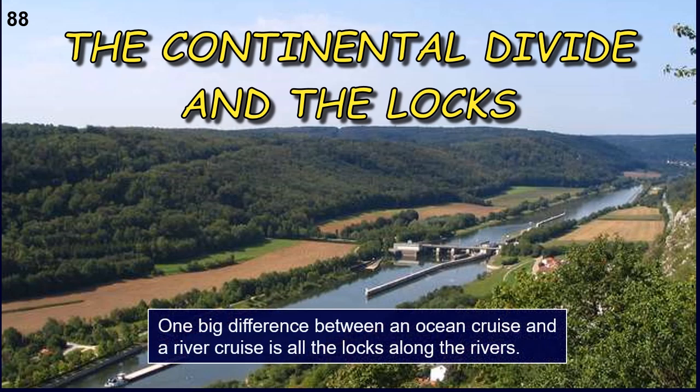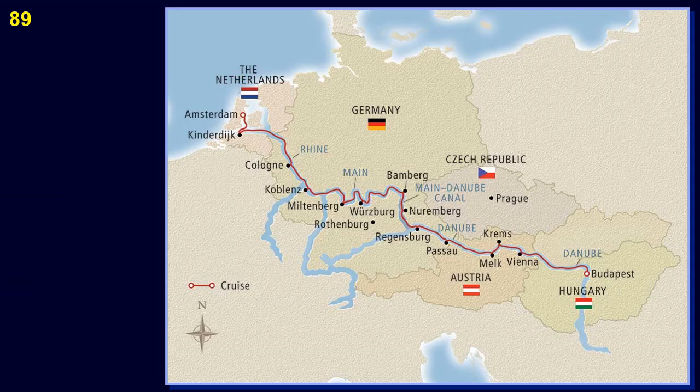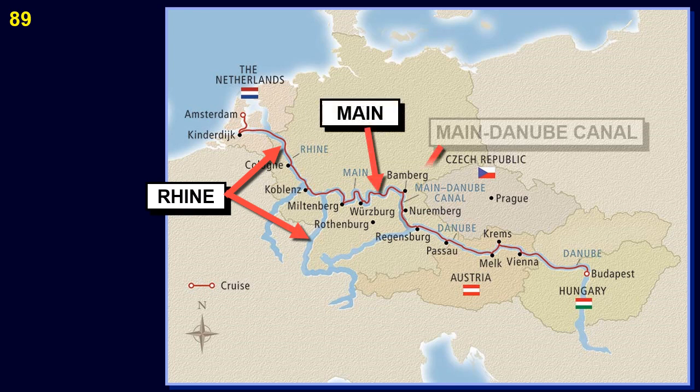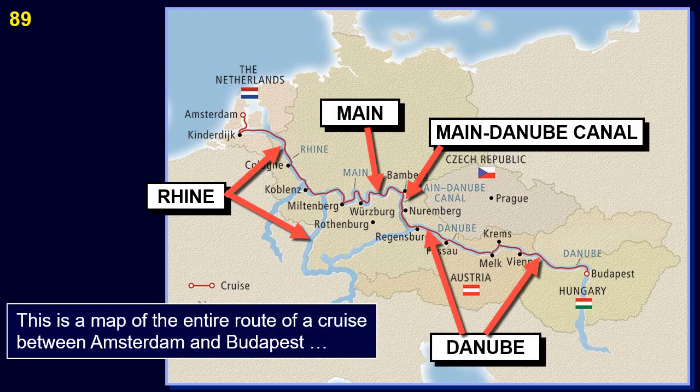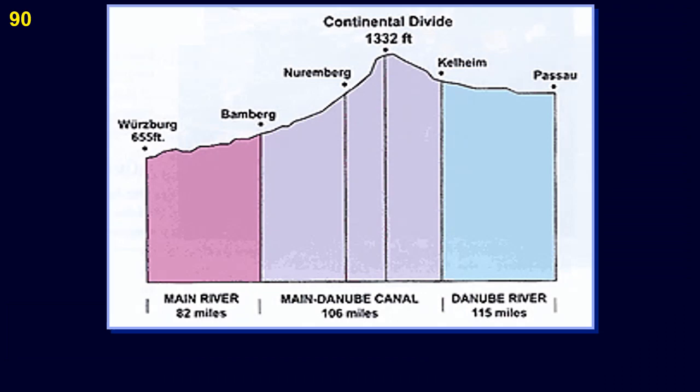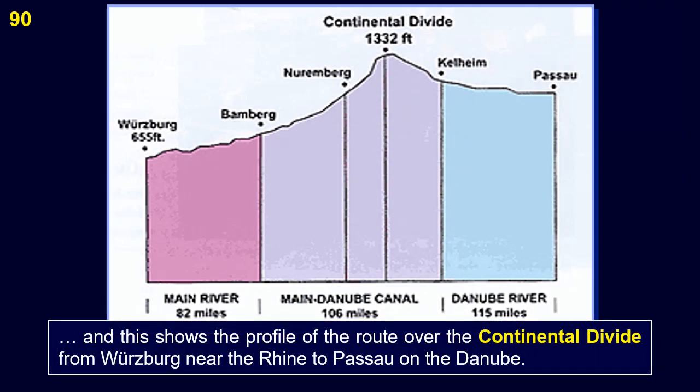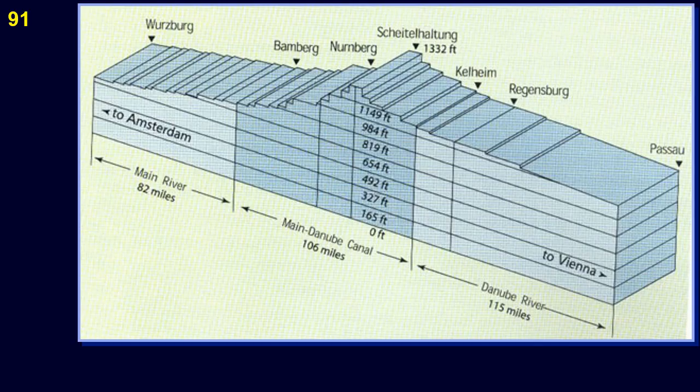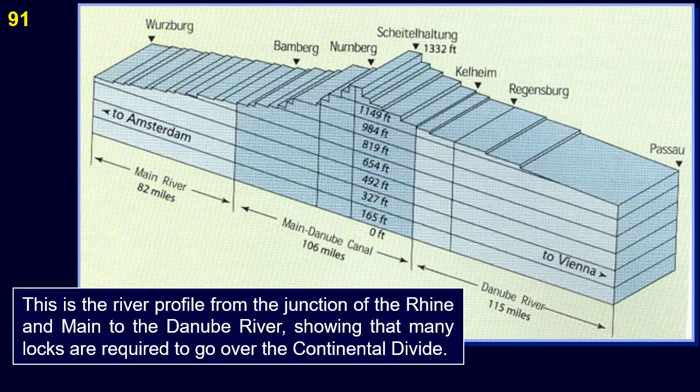One big difference between an ocean cruise and a river cruise is all the locks along the rivers. This is a map of the entire route of a cruise between Amsterdam and Budapest. And this shows the profile of the route over the continental divide from Würzburg near the Rhine to Passau on the Danube. This is the river profile from the junction of the Rhine and Main to the Danube River, showing that many locks are required to go over the continental divide.